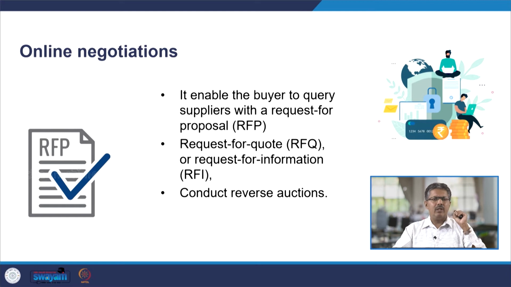One thing that happens in online negotiation is that it enables the buyer to find out about suppliers with a request for proposal. Request for proposal, request for information and request for quotation, there are three things that you require. We write these three as RFX. So, request for proposal, quotation and information, and what kind of software you also require. Online negotiations also help you in conducting the reverse auctions which I just showed you.